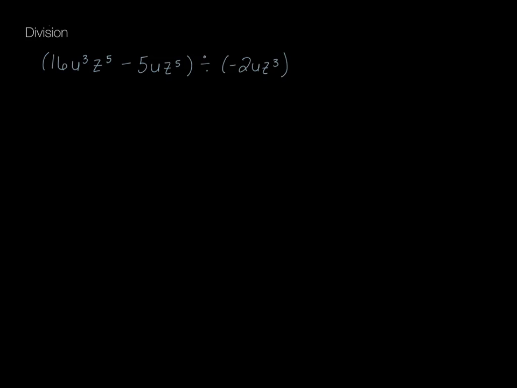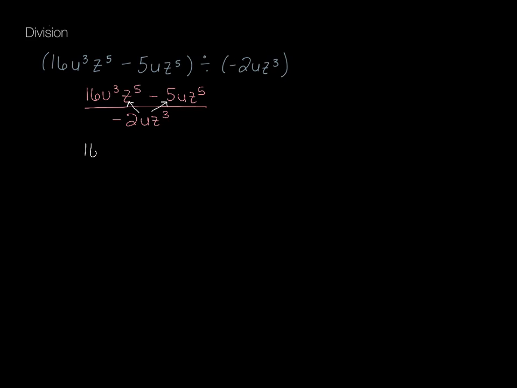The last thing we're going to talk about is division. So we're dividing here a binomial by a monomial. The first thing you can do is rewrite this as a fraction, because remember the fraction bar also means division. So taking the first polynomial, in this case the binomial, and dividing it by the monomial, the second thing. And then what we want to do here, just like when we distribute multiplication, we're actually going to distribute the division. Both of those terms have to be divided by the negative 2uz to the third.